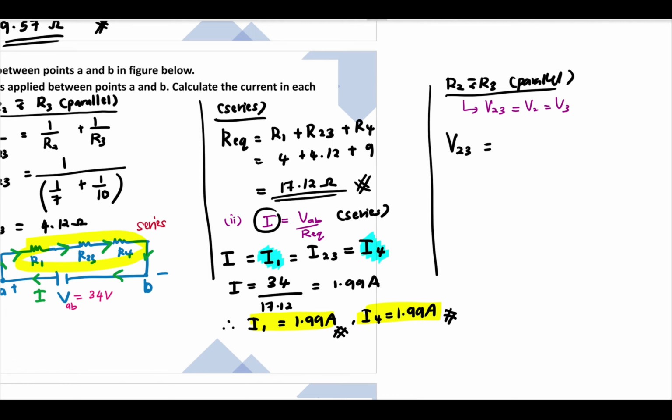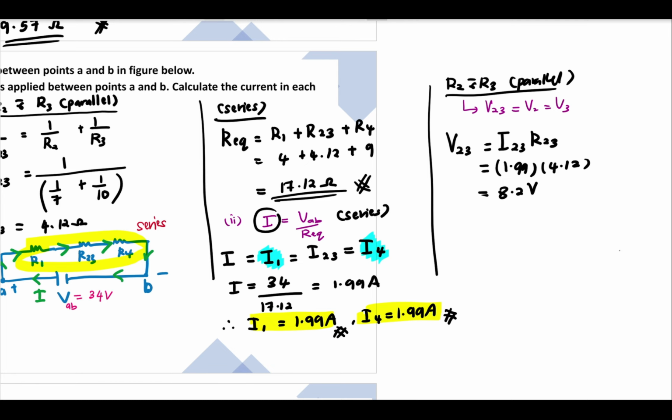Okay, menggunakan information V23. V is equal to IR, right? So saya labelkan macam ini. Sebab saya nak cari V23, sebab saya nak cari I2 dengan I3 lah. So I23 1.99. Okay. And then 4.12. Okay. So V23 saya akan dapat 8.2 volt.